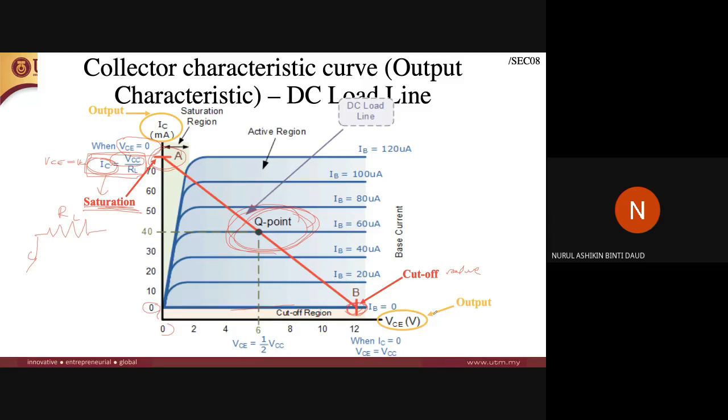To identify the cutoff region, when IC is equal to 0, VCE is equal to VCC. This is the formula that you need to know. And at the Q point here, VCE is equal to half VCC. The Q point is the middle point or the center of the graph, so VCE is usually equal to half VCC.